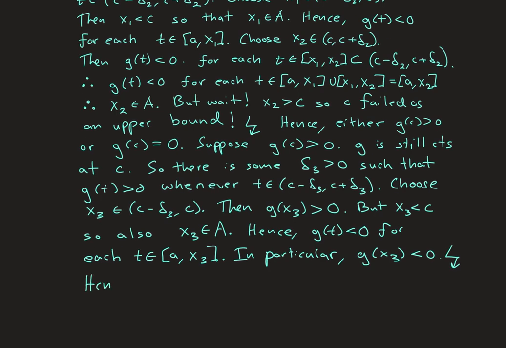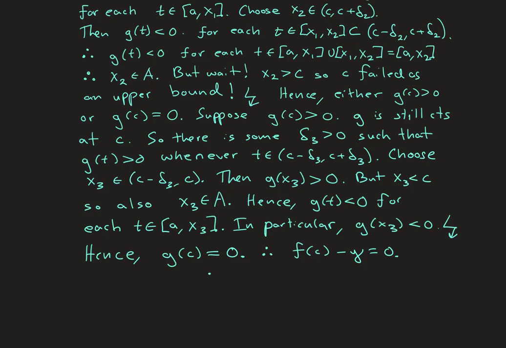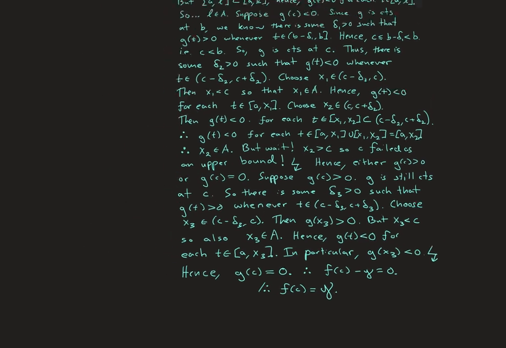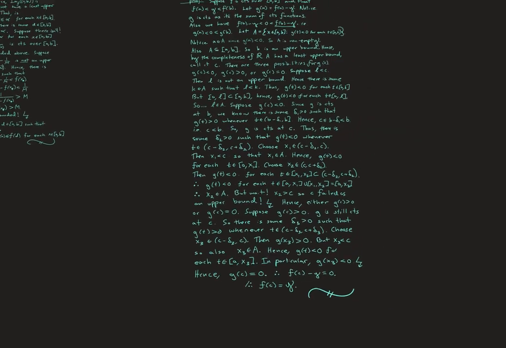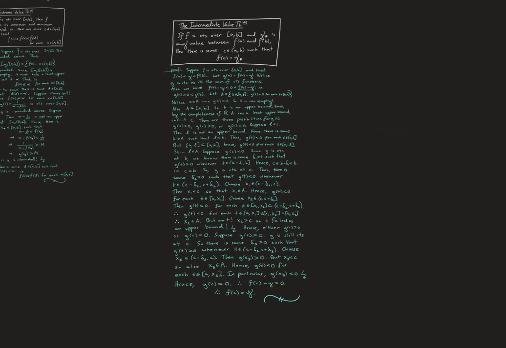Hence, g of c must be equal to 0. That's the only possibility left for g of c. But what does that mean? Therefore, f of c minus y is equal to 0. And that implies f of c is equal to y. In other words, our function meets the intermediate value. That is the intermediate value theorem. And we did it, ladies and gents. Okay. So here we go.